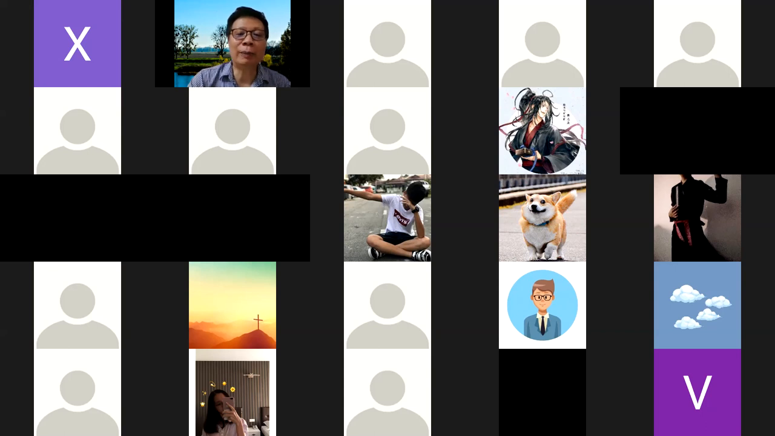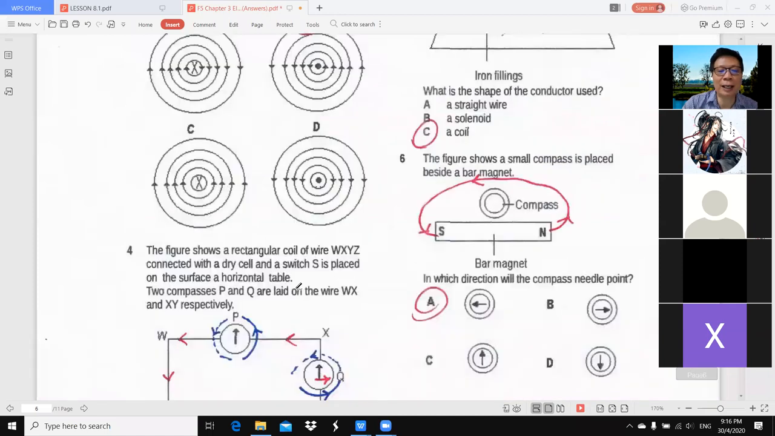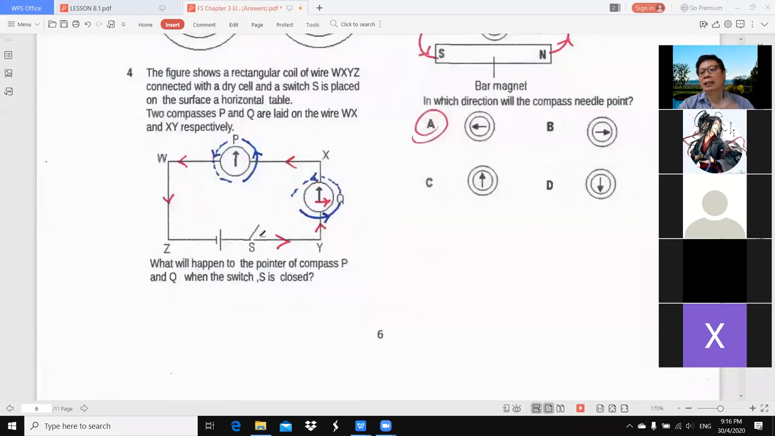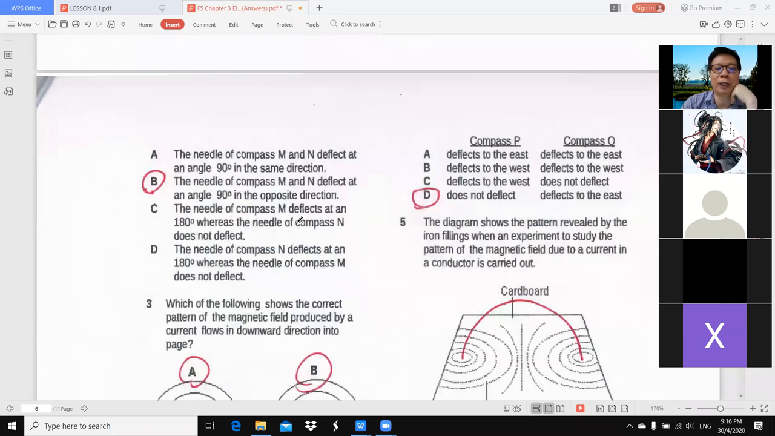Okay, we have finished this lesson one now. Now we have a lot of questions to answer. We have the question paper in front of you. Let's look at the question paper. Last night, after our last lesson, someone asked about question number four. After the lesson finished, I saw he typed in the chat there. I only saw after the lesson that he asked why the answer is T: the P does not deflect, Q deflects to the east. Okay, now I explain.